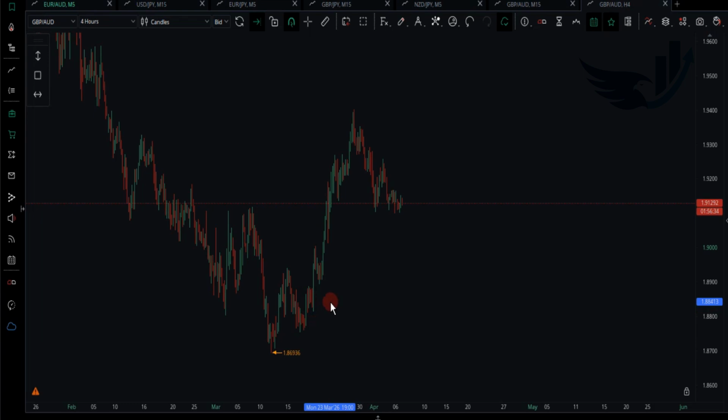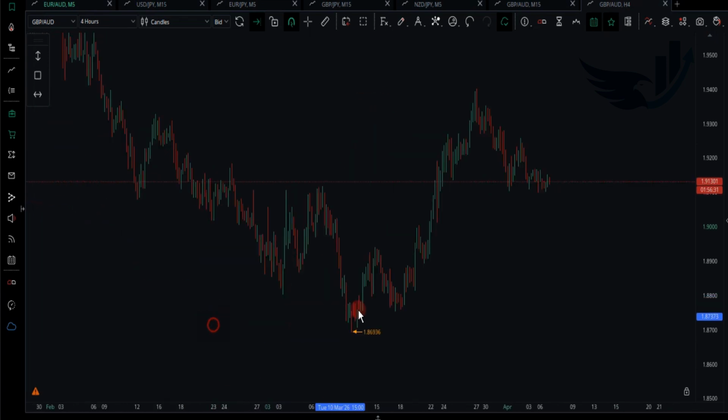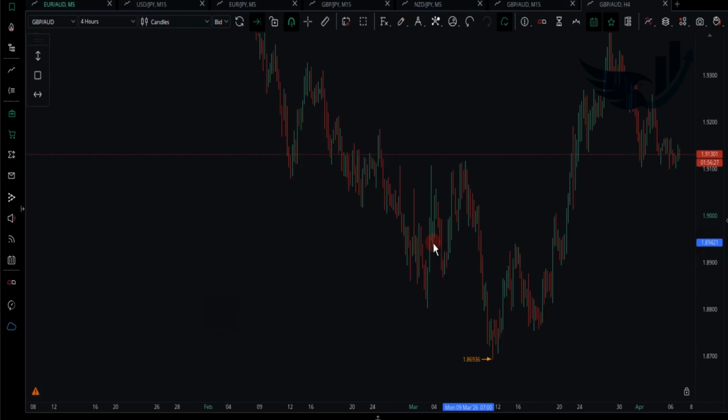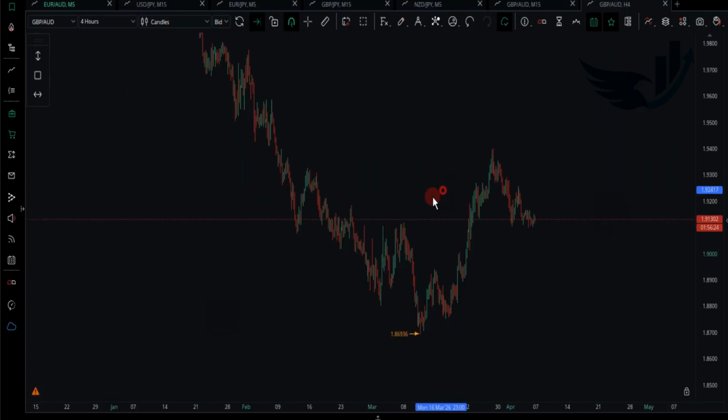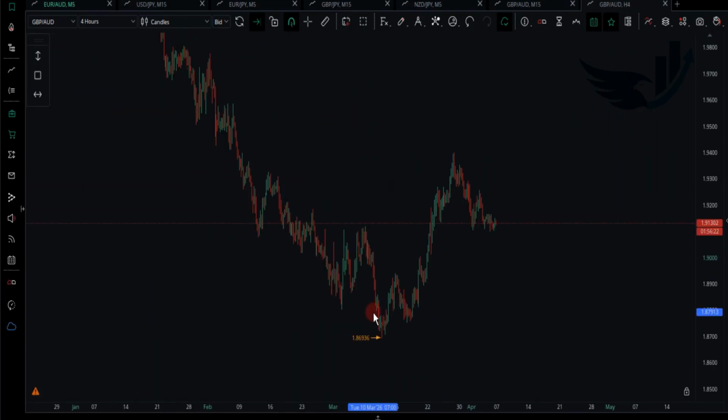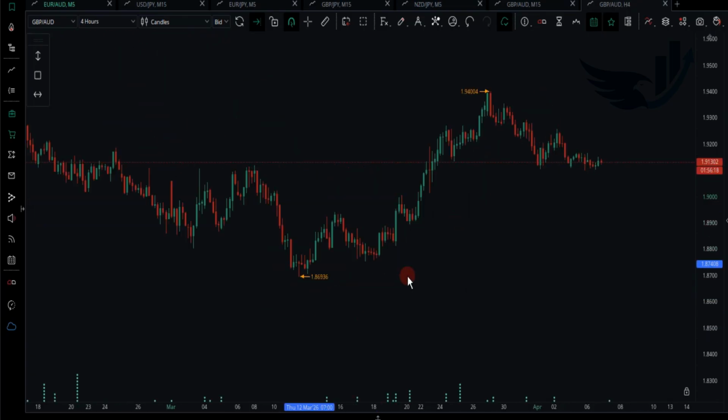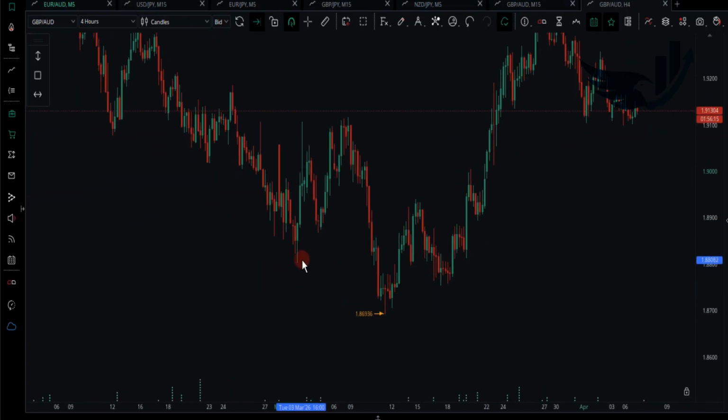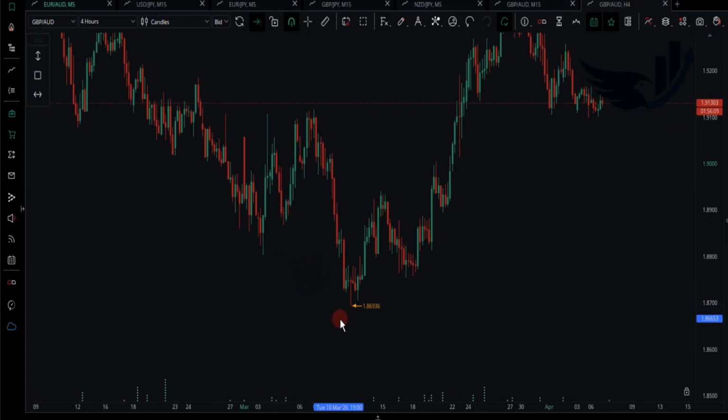So here in pound AUD, as you can see in this leg, let me show you the leg. Here we had a bear trend, and as you can see, this low is the last low before the lowest low that we can see on the chart.